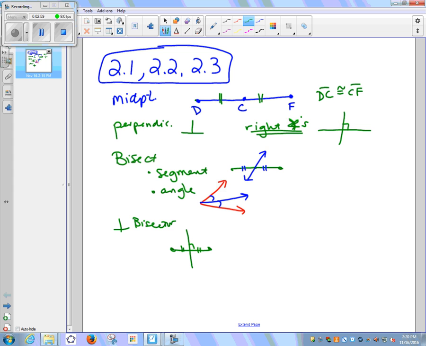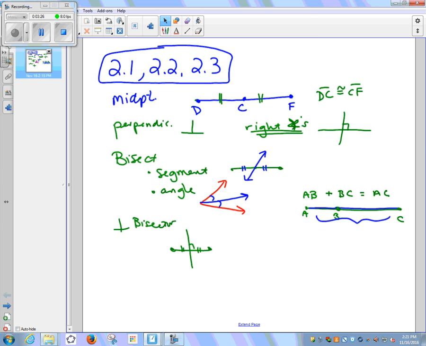Okay, segment addition postulate. When you have one piece of a segment plus the other piece of the segment, it equals the whole segment. So this piece plus this piece equals the whole thing. And that you just have to be able to label and then write equations for. Okay. So this is all 2.1. Any questions from there? Any questions you want to ask about there?